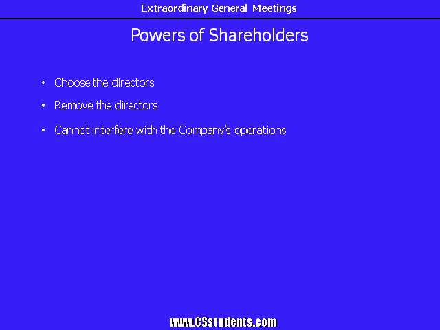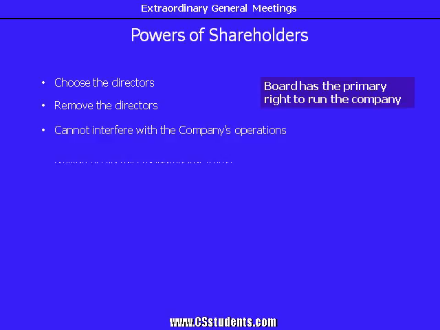The Companies Act provides a clear distinction between the powers of the board and shareholders. Shareholders can choose the directors. They can also remove one or more directors, and also appoint new directors. But, they cannot interfere in the company's operations. If shareholders are not happy with the company's operations, they can change the board members. Although, the board has the primary right to run the company.